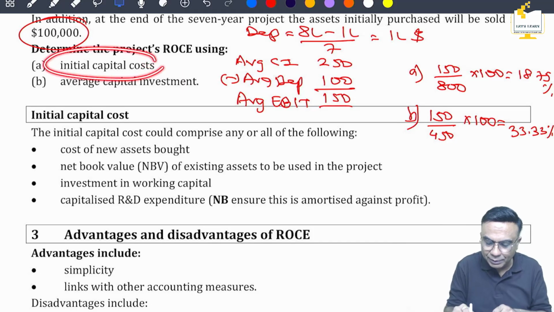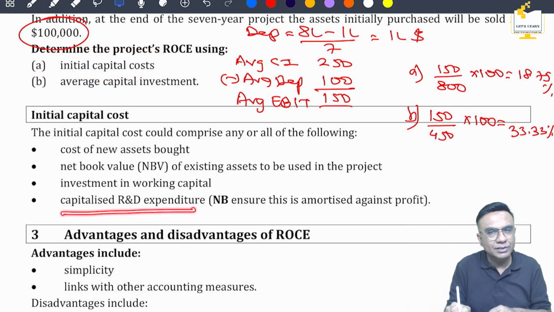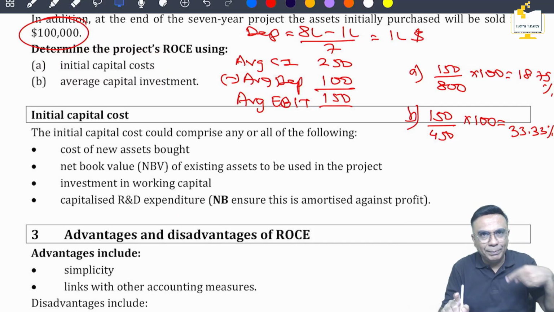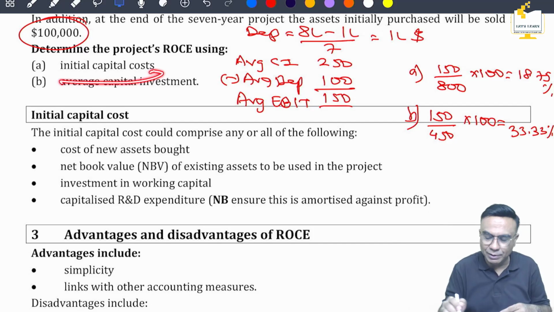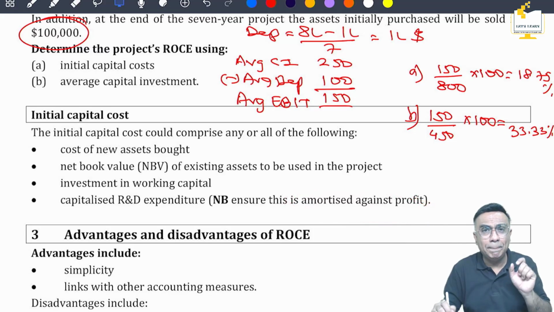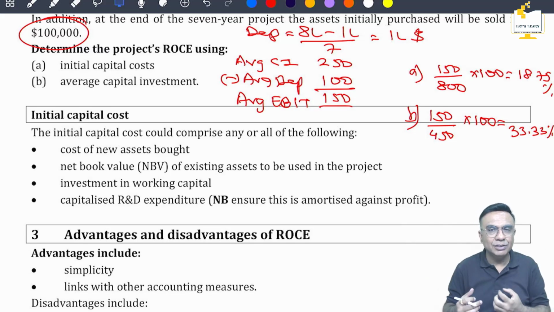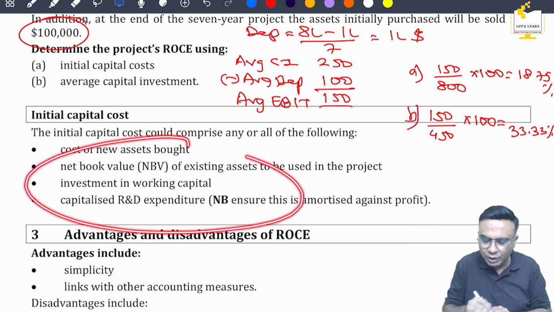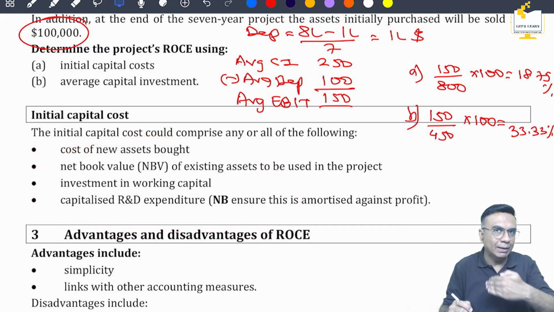Then the third one is capitalized research and development expenditure. All those research expenses which you capitalize, which you add to the asset, will also be taken as initial capital cost, and you ensure that this is amortized against profit. For example, patents and trademarks. These are amortized. For fixed tangible assets, we call it depreciation, but for intangible assets we use the word amortization. So these 4 items will be included in initial capital cost.